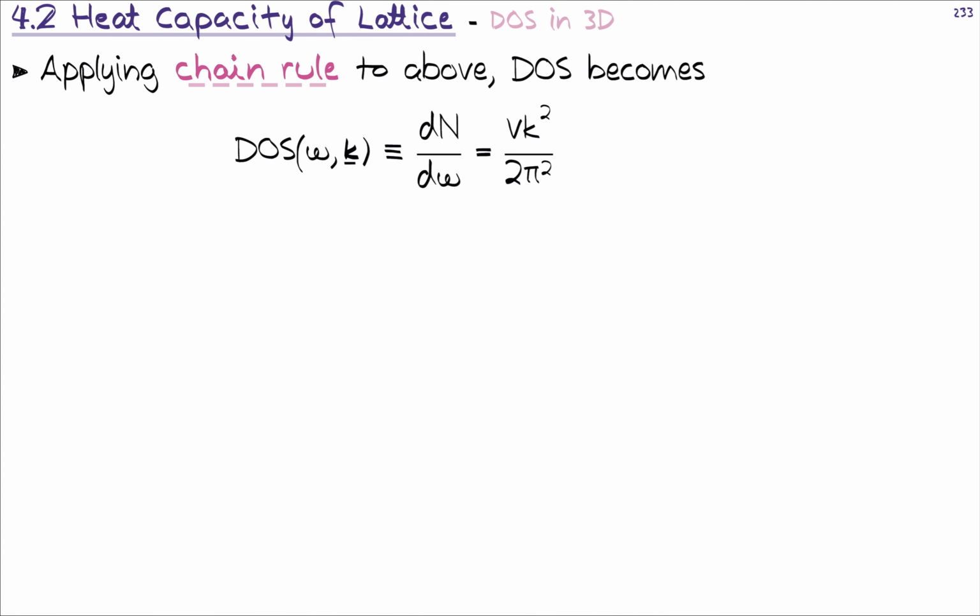So this is now what we have. We had the L cubed in our function for n, so that equals V, then you have k squared divided by 2 pi squared, and then we make use of the chain rule, so we end up with the derivative dk over d omega. And V here is the L cubed, the volume that the solid takes.